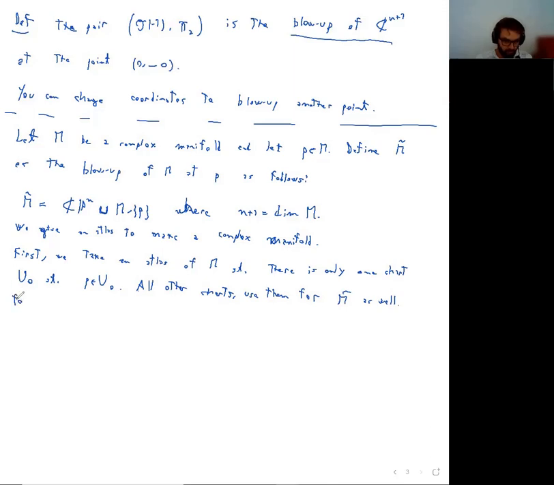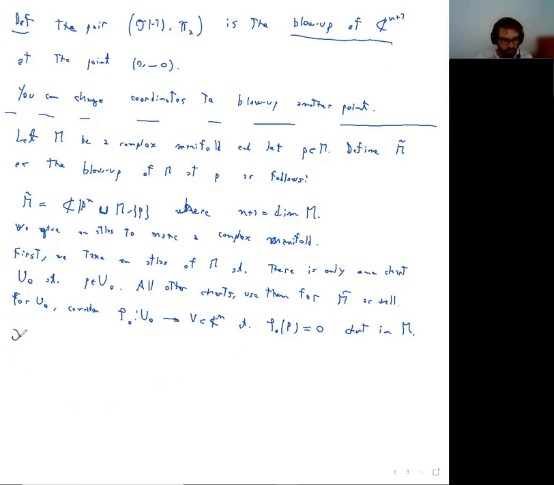But for U0, consider phi 0 from this U0 into V. So this is just the chart, right? And we make sure that it's centered at 0, meaning that it's centered at P, meaning that P goes to 0. This you can just achieve by translation. So this phi 0 is the chart in M.